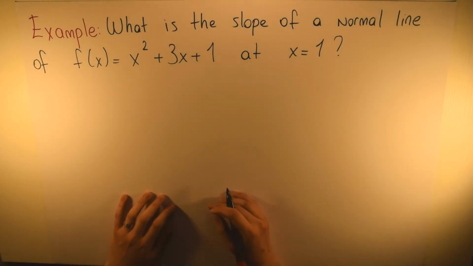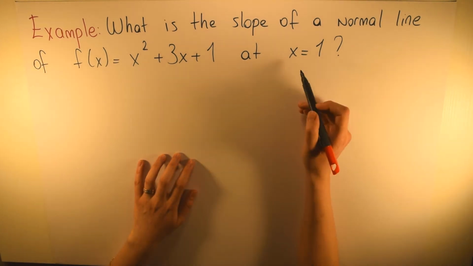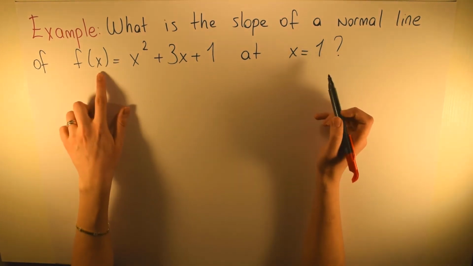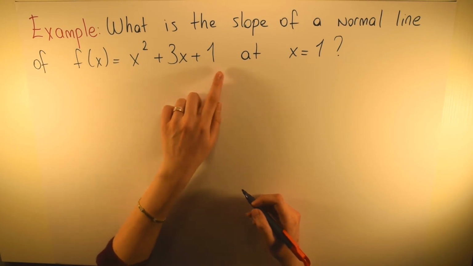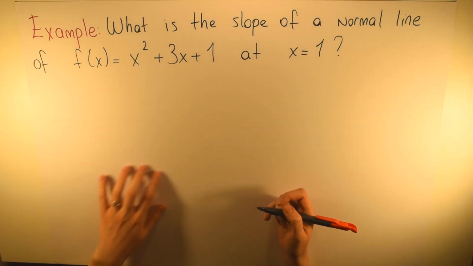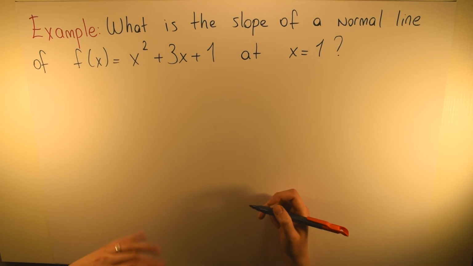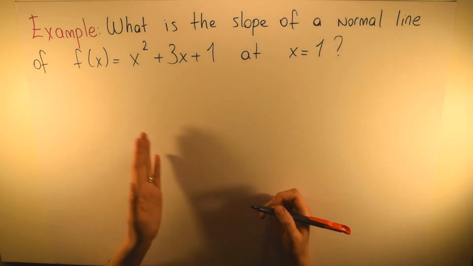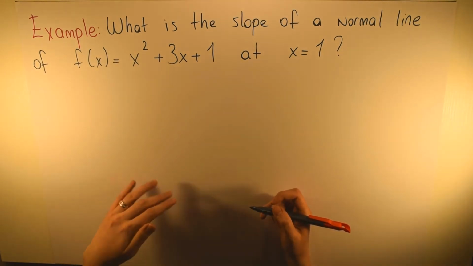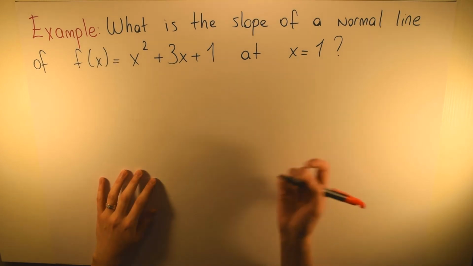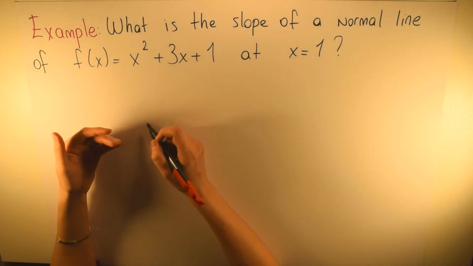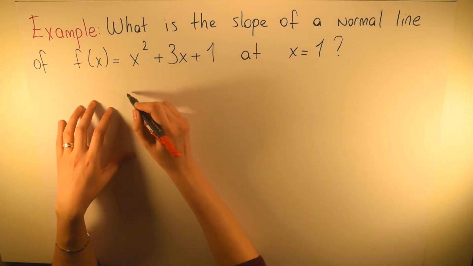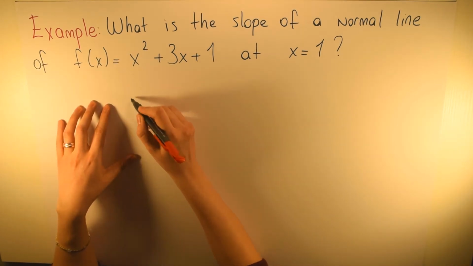Let's look at this example. Here we have: what is the slope of a normal line of f of x is equal to x squared plus 3x plus 1 at x is equal to 1? Let's first find the slope of the tangent line, and after that it will be easier for us to find the slope of the normal line. How do we find the slope of the tangent line? We will take the first derivative of this f of x.